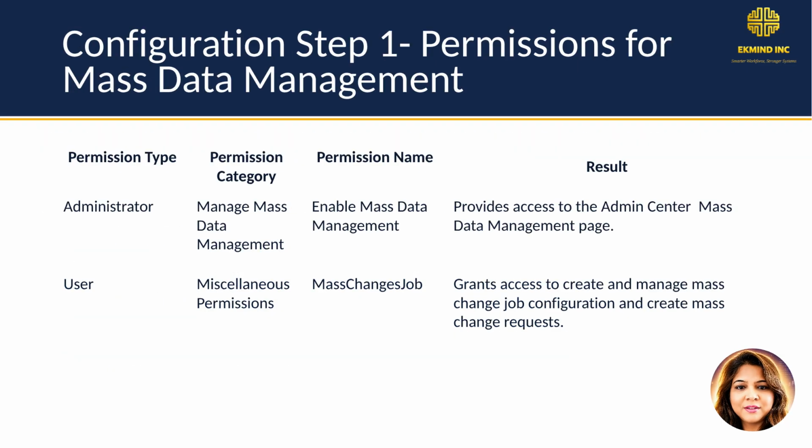Before administrators can use mass data management, the appropriate role based permissions must be configured. There are two key permissions. The first is the administrator permission called Enable Mass Data Management. This gives administrators access to the mass data management page within Admin Center. The second permission is available under miscellaneous permissions. This permission allows users to create mass change job configurations, create mass change requests, manage existing requests. Without these permissions, users won't be able to access or execute mass changes.